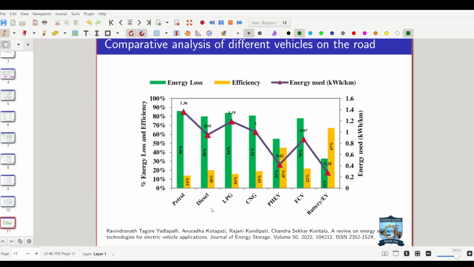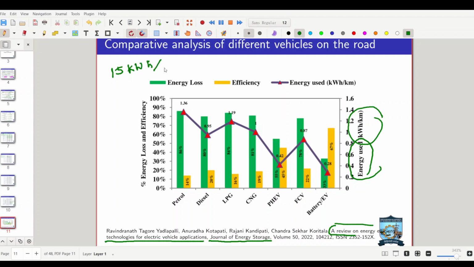Now I have followed this paper in the Journal of Energy Storage. It's a nice and comprehensive paper on electric vehicles: Review on energy efficient technologies for electric vehicles. You can go through it, and we will only discuss the salient points. Here is energy used, kilowatt hour per kilometer. We are assuming 15 kilowatt hour per 100 kilometer, which for us is around 0.15 kilowatt hour per kilometer.